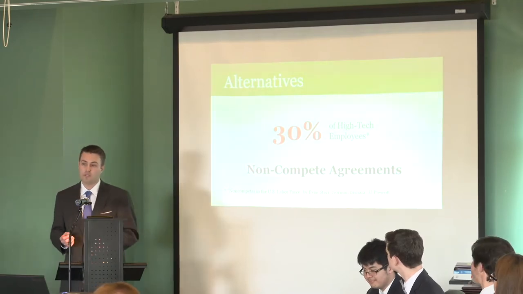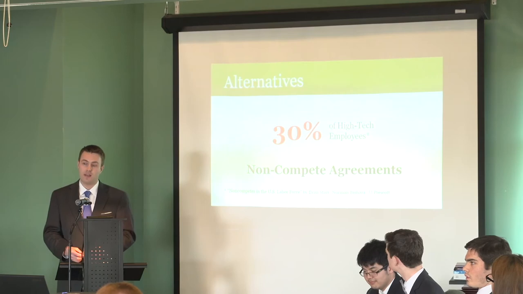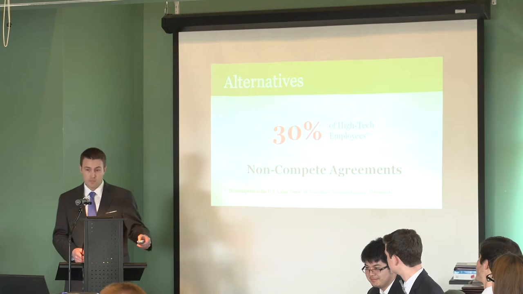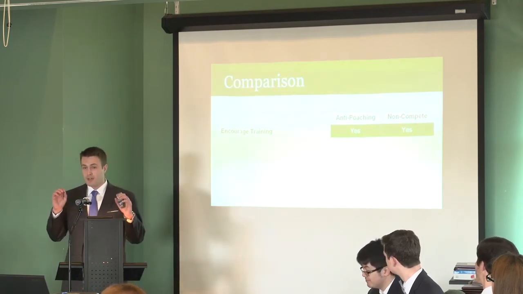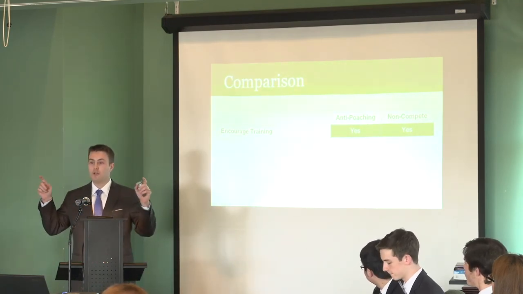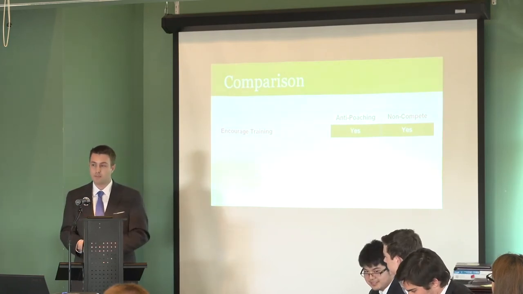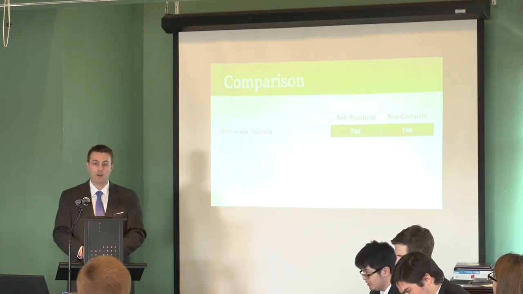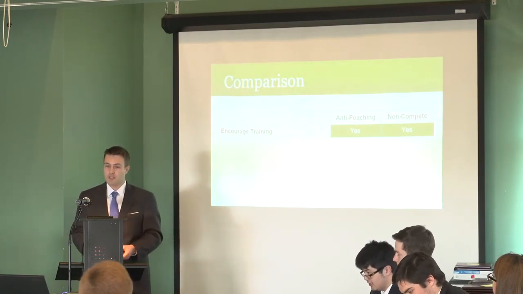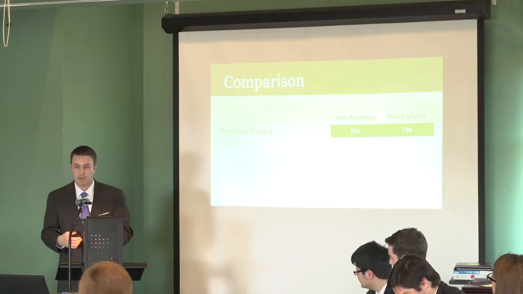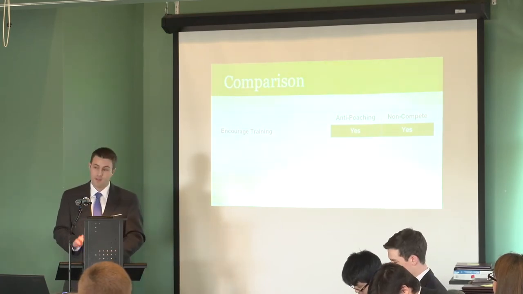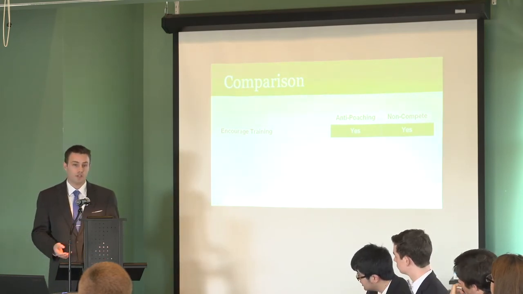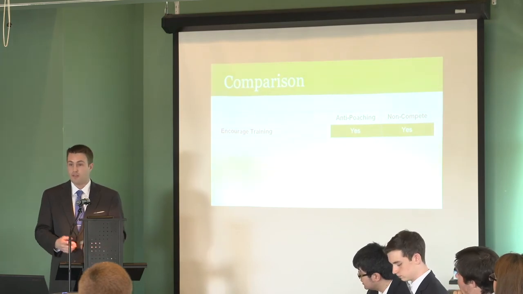Recent research from the University of Illinois found that about 30% of employees in high-tech jobs are currently subject to a non-compete agreement. So to clarify, anti-poaching is when two companies agree not to recruit each other's employees. And a non-compete is one company and one employee saying, if you leave, you can't work for our competitors. So both of these accomplish the basic goal of protecting the company's investment and therefore encouraging more training. But that's where the similarities end. And our team has found that anti-poaching agreements are a much better alternative, and therefore they should be allowed.